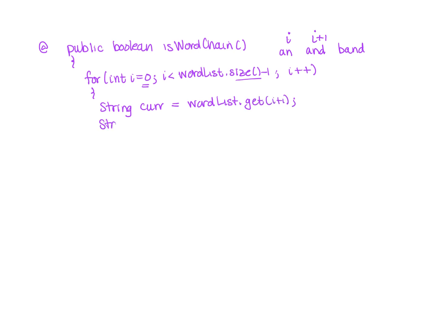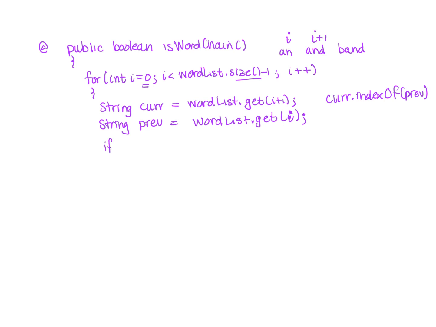And my previous one is going to be wordList.get(i). Now, I did not need to write these and define them separately. I just thought it would make the rest of the code look a little bit better. So what I want to know now is if current.indexOf(previous) is equal to -1, then we know for a fact that it wasn't contained in there and it is not a word chain.